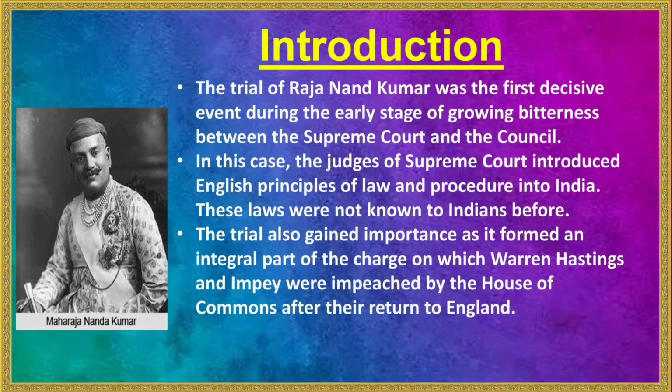The trial of Raja Nandkumar was the first decisive event during the early stage of growing bitterness between the Supreme Court and the Council. In this case, the judges of the Supreme Court introduced English principles of law and procedure into India. These laws were not known to Indians before. The trial also gained importance as it formed an integral part of the charge on which Warren Hastings and Impey were impeached by the House of Commons after their return to England.